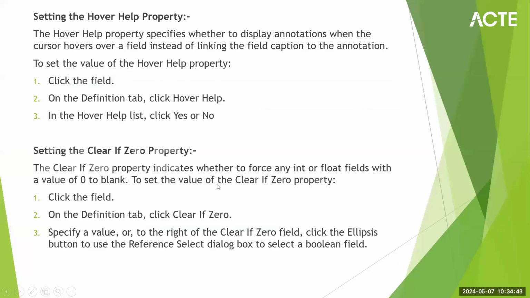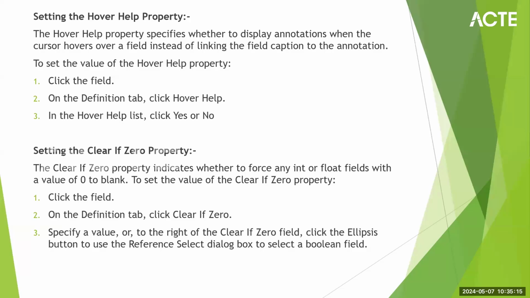Setting the hover help property. The hover help property specifies whether to display annotation when the cursor hovers over a field, instead of linking the field caption to the annotation. So annotation in the sense like double quotations. So those kind of a thing.